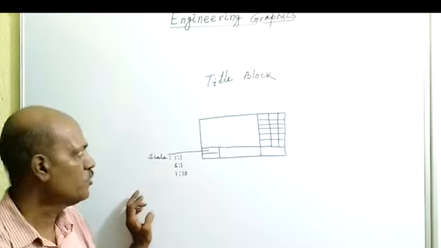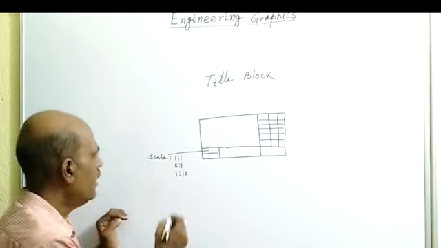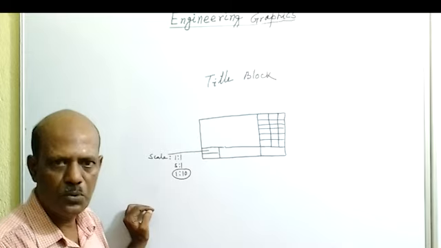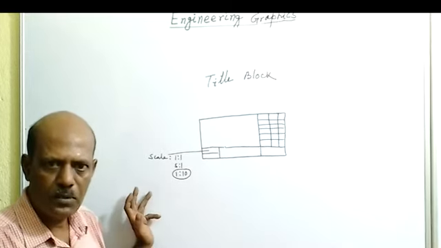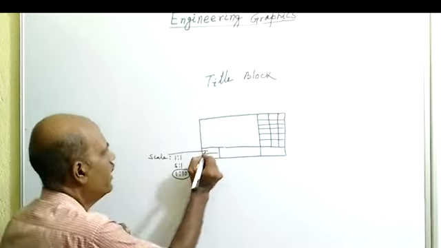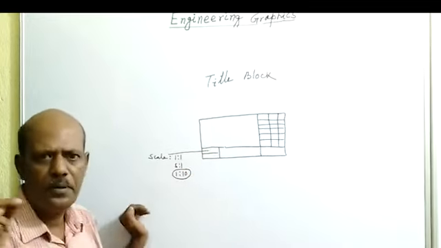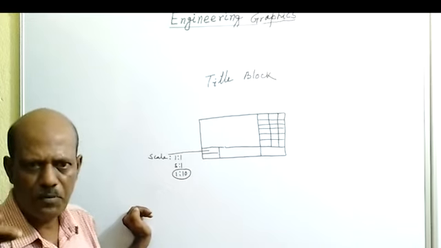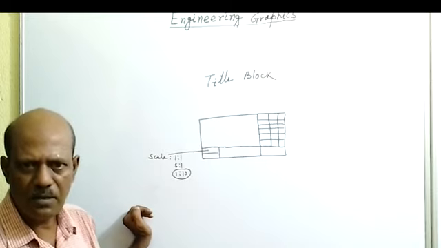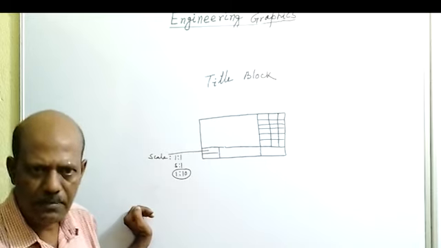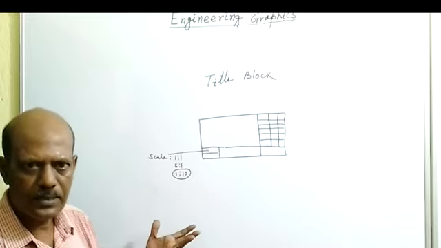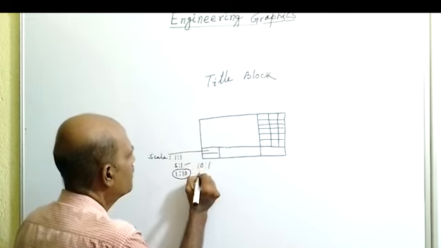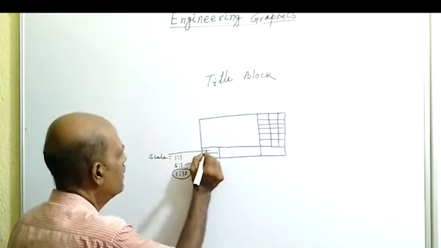If it is a very large object, then we have to use the reduced scale, say 1:10 or 1:2 or 1:2.5 or 1:1000. And if the object is very small, then if we draw the projections of that object it is not possible to read the drawing. So the object has to be drawn in a very large scale, say 5:1, 10:1 or 100:1, and this information will be written here.